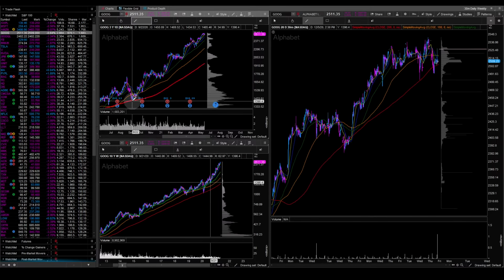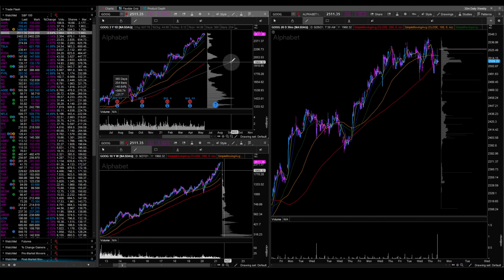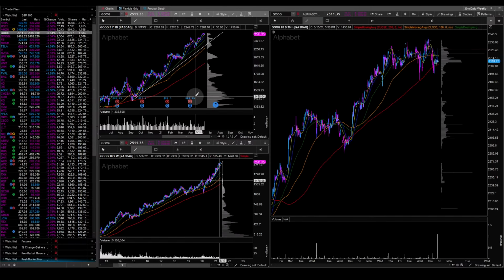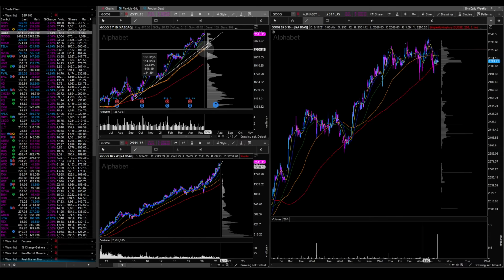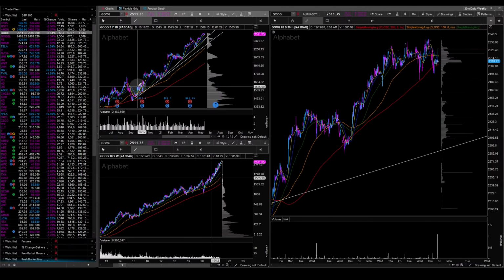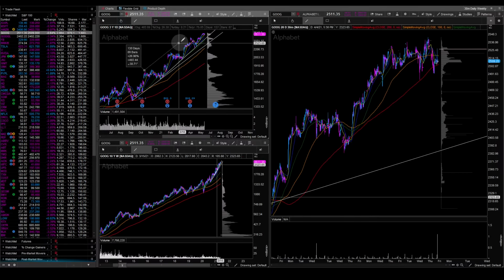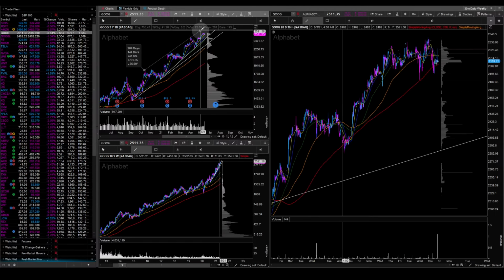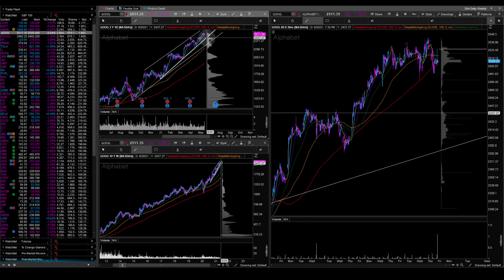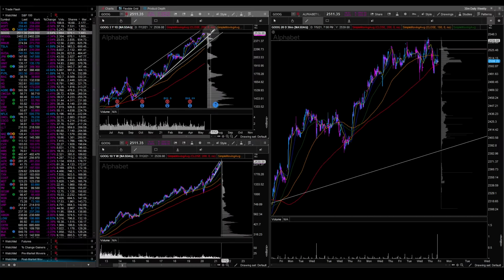So here we go with Google. So Google definitely holding this trend line, and then if we put another trend line here, it's holding this one as well, right? Just marching quite nicely in this channel. So wouldn't be surprised if Google pulls back a little bit. Low volume node here on the daily.